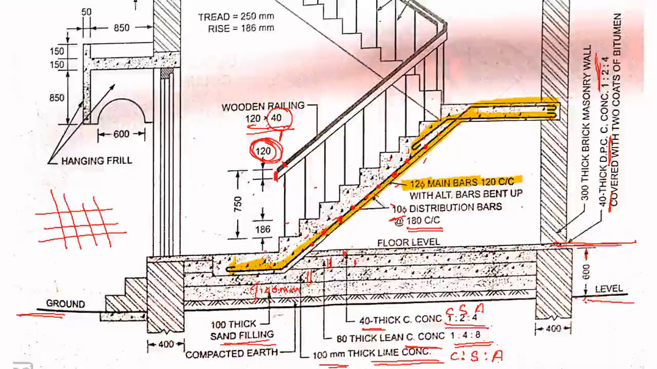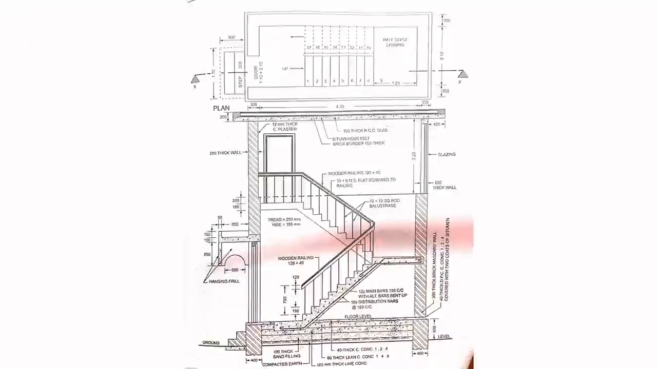So what else is here? See, these are the hanging frills above the door, and these are the dimensions of the hanging frills. The tread is 250 mm and the rise is 186 mm. You can see here 186 mm. And the width of this tread will be 250 mm. Everywhere this distance is 250 mm. Okay, the bottom portion I have explained, the plan I have explained. Now we will move on to the upper half, the top portion.